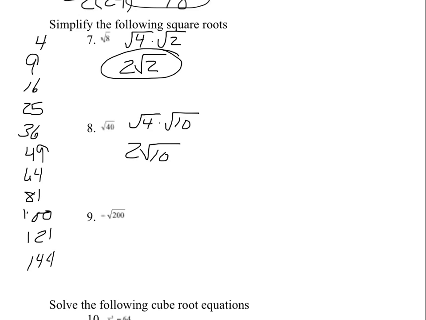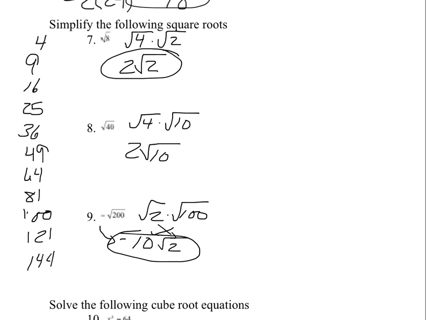200. I'm not going to worry about the negative right now. That's going to break down into 2 times the square root of 100. Square root of 100 is a perfect square, giving me 10. And then the square root of 2 is going to bump to the back. At this point, the negative will come down and make it negative 10 root 2 as our final answer.